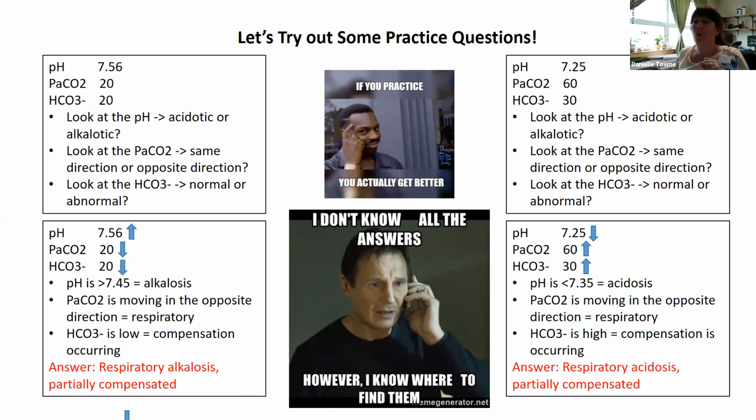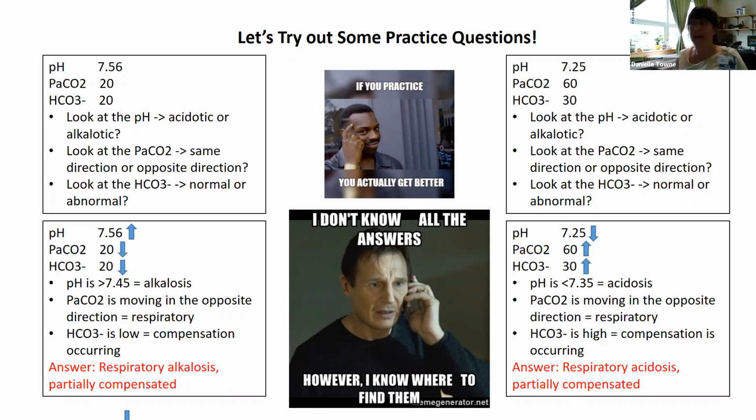Okay. We've got a high pH and a low PCO2. So we're moving in opposite directions. So if we're moving in opposite directions, respiratory opposite, we've got a respiratory problem. Okay. But then when we look at the bicarb, we can see that the bicarb is also low. So the kidneys are trying to help. They're trying to compensate. So we have some compensation there. So that means that we have a partially compensated, the kidneys are trying to help, respiratory alkalosis. Okay, all right, we're getting there.